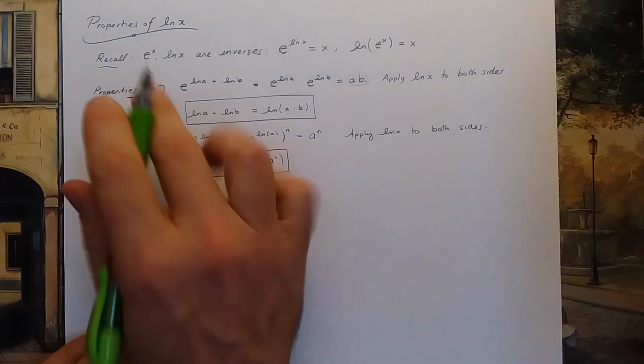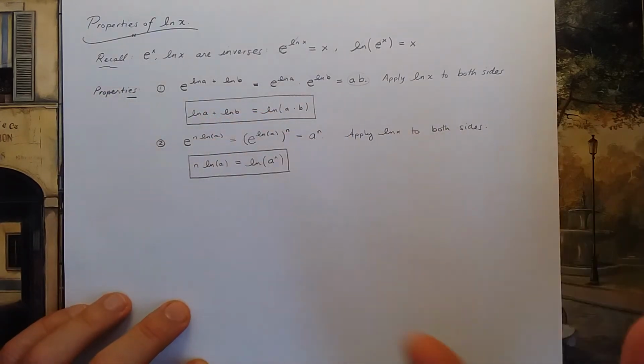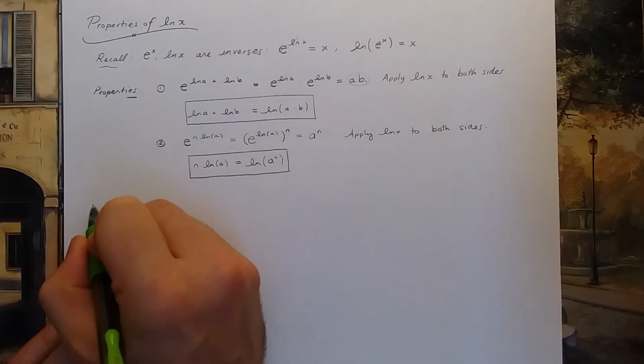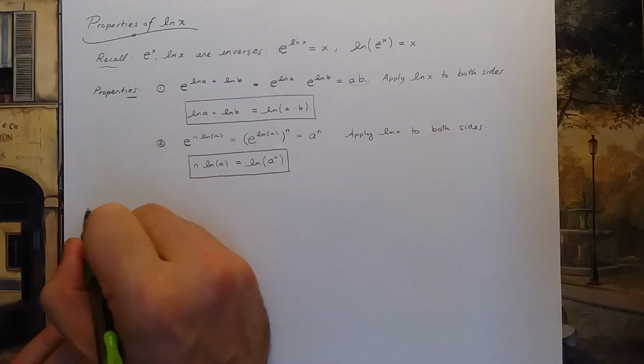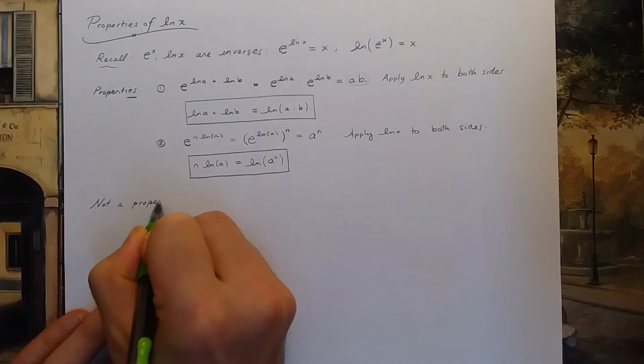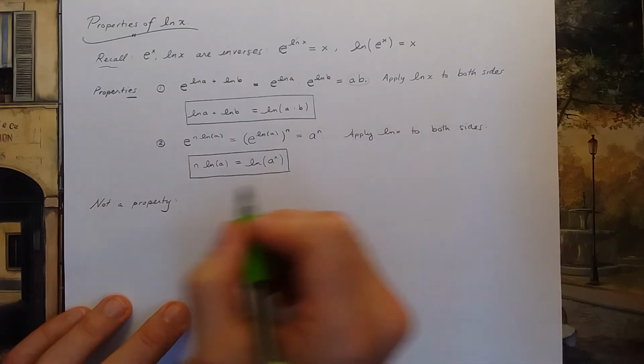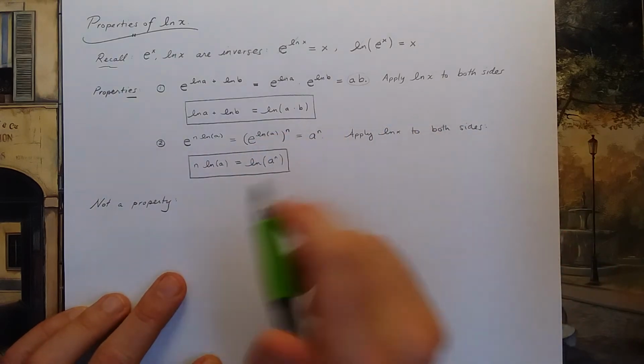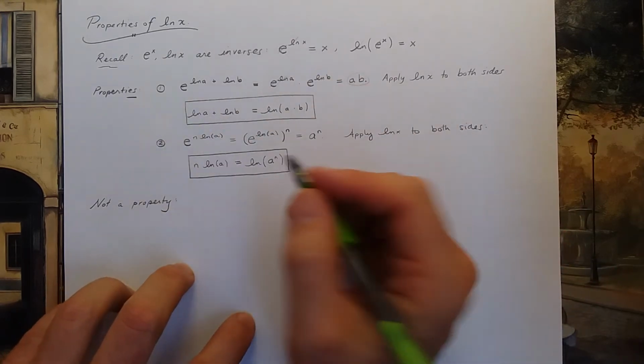Now, those are the two properties I wanted to get across in this video, but there's also a property that I'd like to not get across. This is not a property. Instead, this is a common mistake that I've seen a lot of students make when they're first trying to understand logarithms.